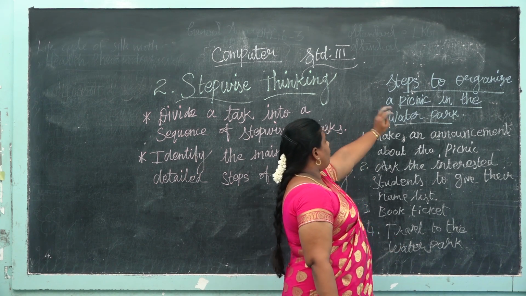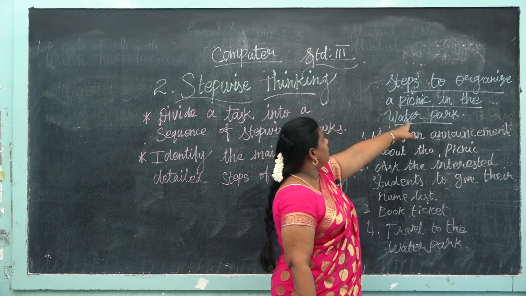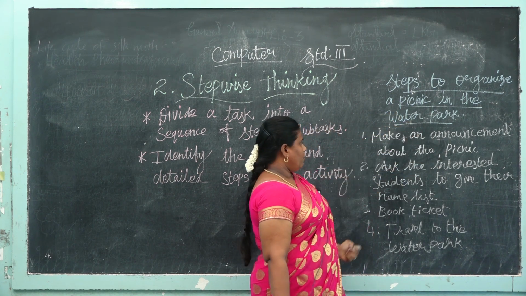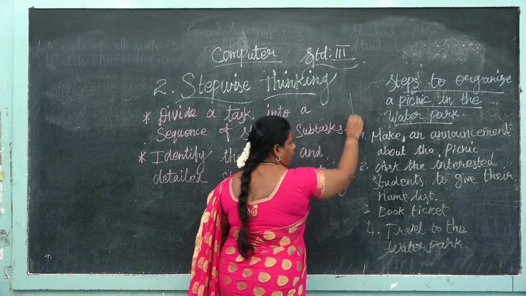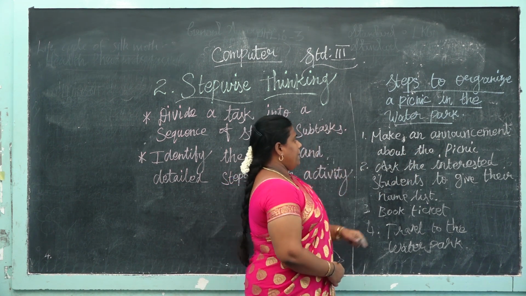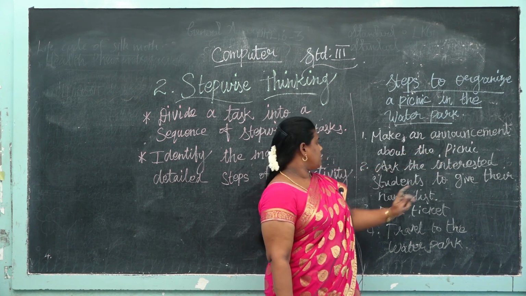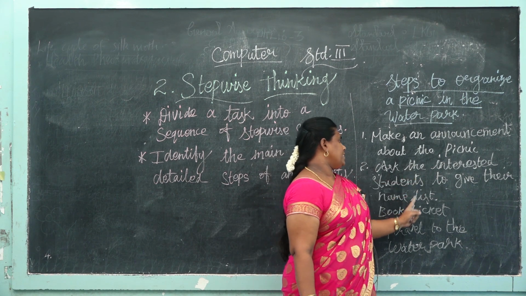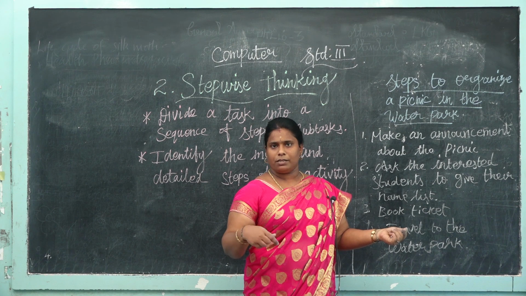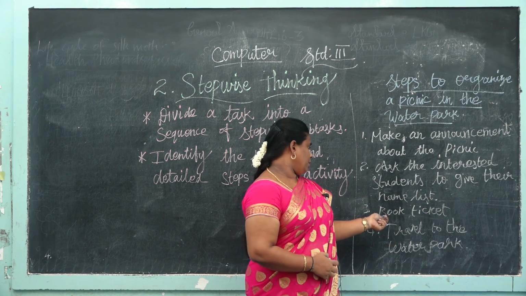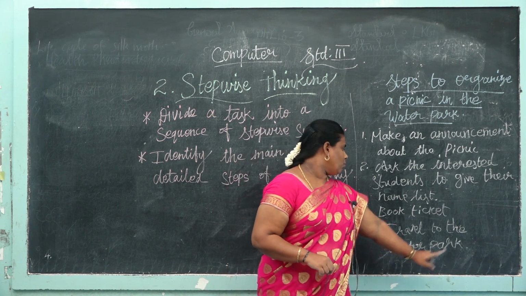So now we have to plan to go to the water park. What are the steps to organize a picnic in the water park? First step, make an announcement about the picnic. What is the second one? Ask the interested students to give their name list. We have to collect the name list of all the students who are willing. Now what is the next one? Book ticket. Next, travel to the water park.